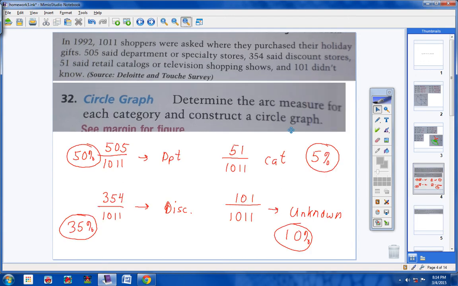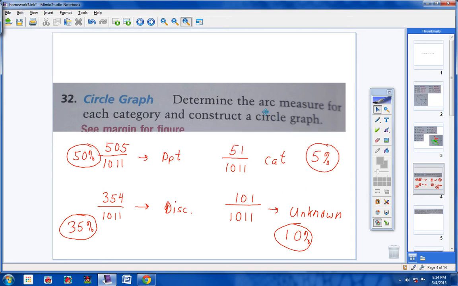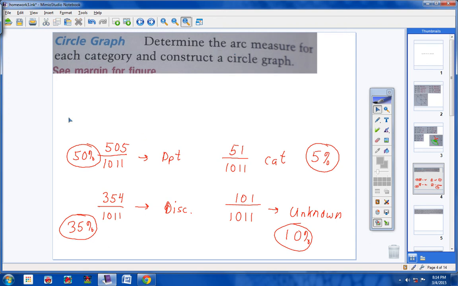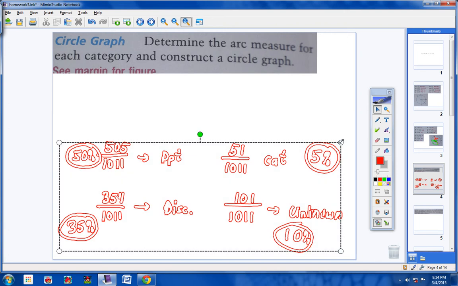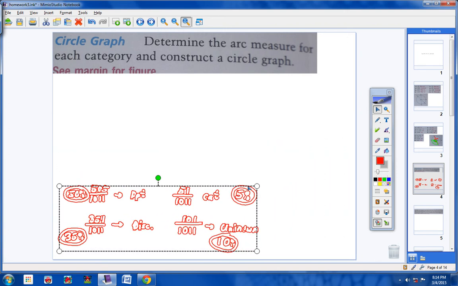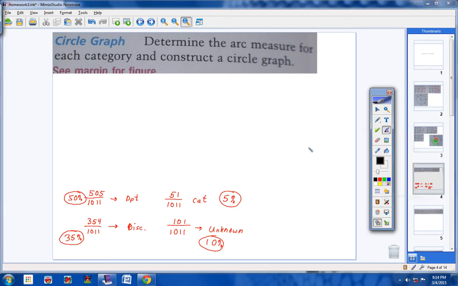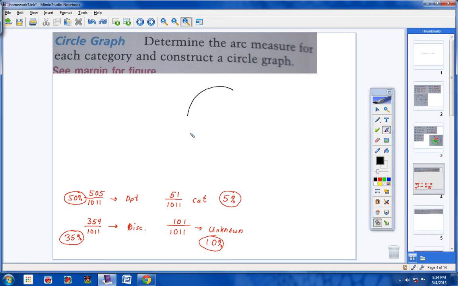Question 32 says, determine the arc measure for each category and construct a circle graph. Alright, so we can do that very quickly here. Shouldn't be too difficult. Get a little more room here. Alright, so let's go ahead and get our circle drawn real quick. Now, students, first of all, I've got 50%, so I know 50% is going to be a semicircle, so I'm going to go ahead and draw my line right there, and that looks pretty decent, so I'm going to go ahead and label this department stores.